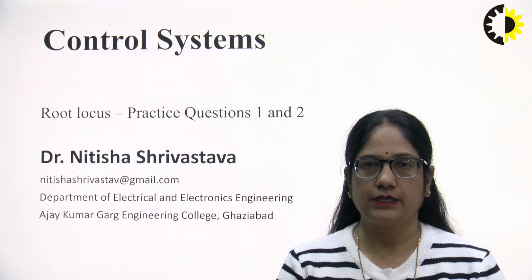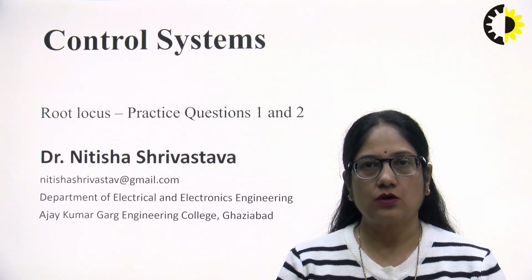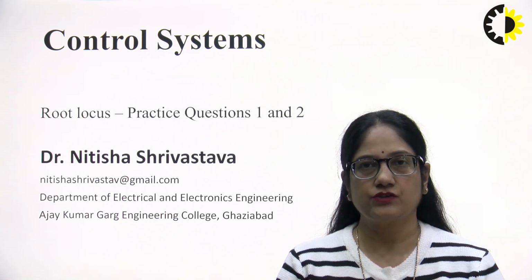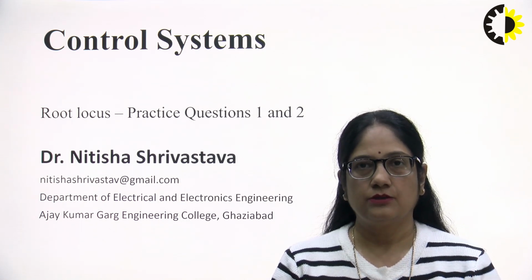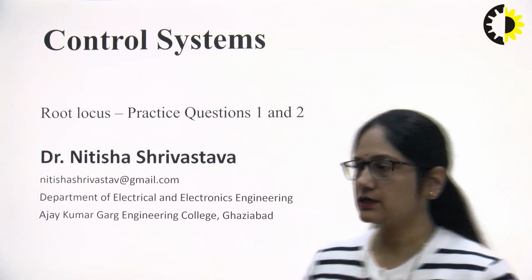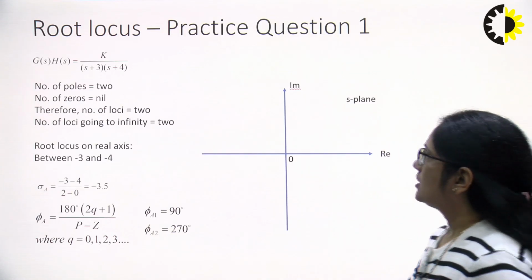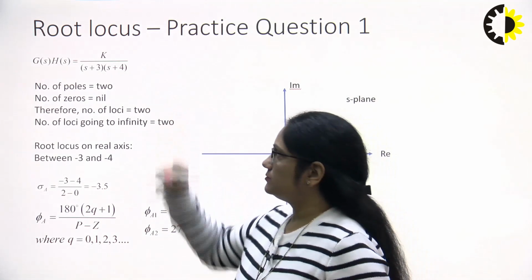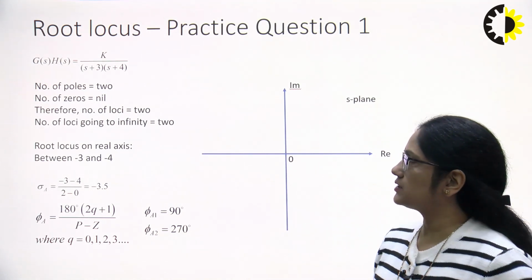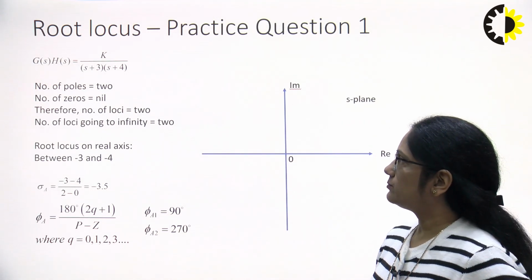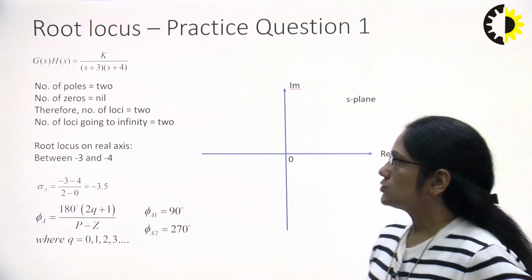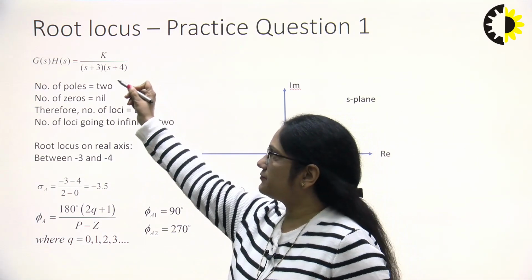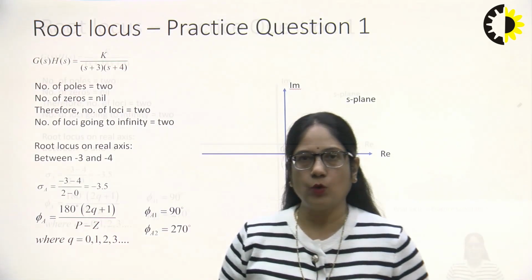Today we will focus on two practice questions based on the control system topic, root locus. The first example we will consider here is the given system G(s)H(s) is equal to K divided by (s plus 3) into (s plus 4). So for this system, we will identify how many poles are there.